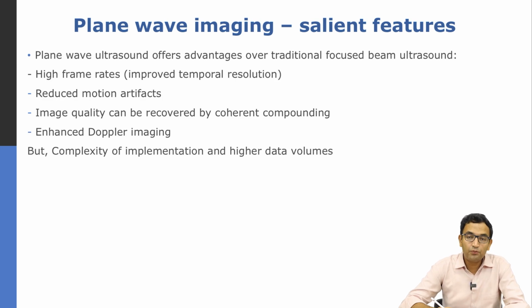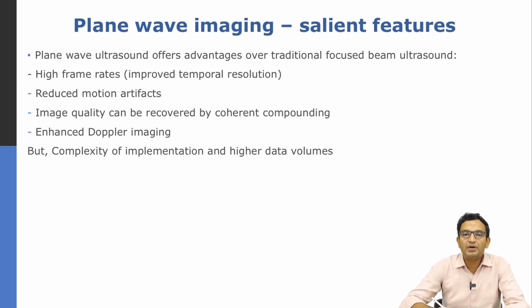Now, this improved temporal resolution comes at a cost of poorer lateral resolution, but you can have reduced motion artifacts. So, for example, if you have moving targets, you will have reduced motion artifacts, there will be no blurring induced by the motion, that is because of the high frame rate and good temporal resolution.